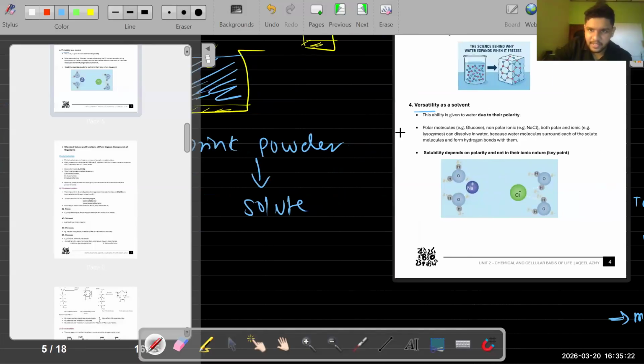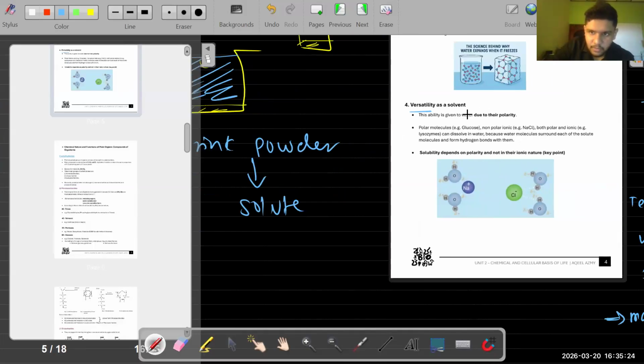So that is what they are trying to convey here. This ability is given due to the polarity. Polar molecules, for example glucose, non-polar molecules like sodium chloride, and polar ionic molecules like lysozymes can dissolve in water. Right? These three are the molecules which can dissolve in water.